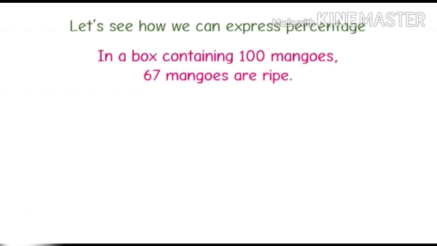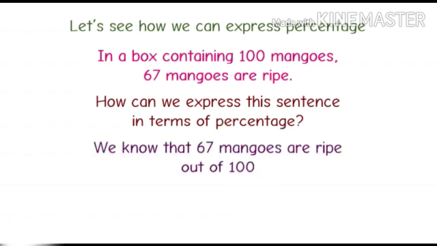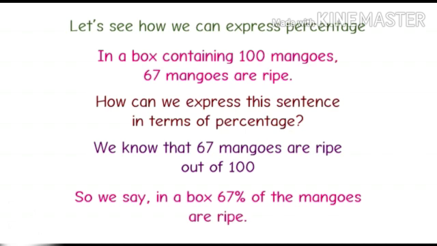Let us see how we can express percentage. In a box containing 100 mangoes, 67 mangoes are ripe. How can we express this sentence in terms of percentage? We know that 67 mangoes are ripe out of 100. So, we say in a box 67% of the mangoes are ripe.